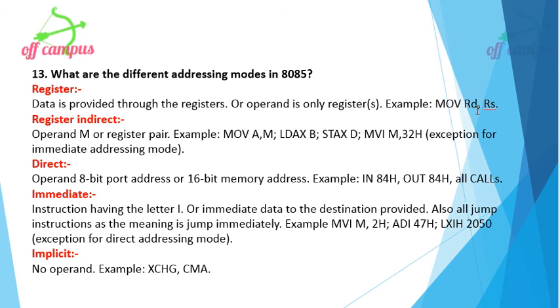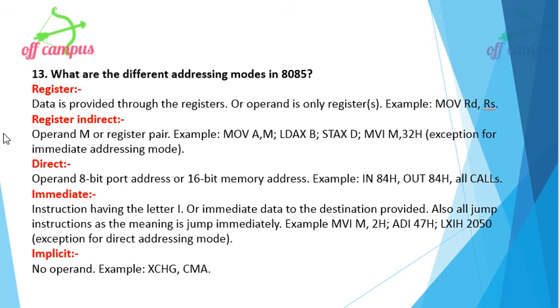RD, RS means this is the source register and this is the destination register RD. Data is provided through the register only, so this is called register addressing mode. For example, MOV A, B means just copy the contents of the source register B to the register A.